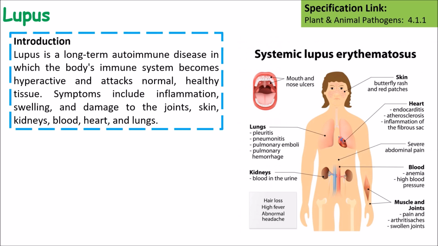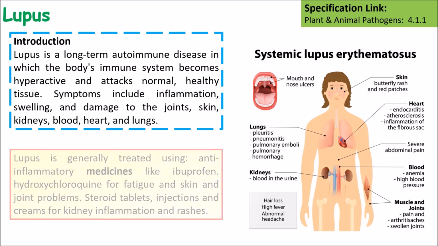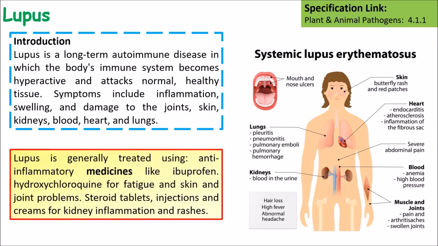Lupus is a long-term autoimmune disease in which the body's immune system becomes hyperactive and attacks normal healthy tissue. Symptoms include inflammation, swelling, damage to the joints, skin, kidneys, blood, heart and lungs. Lupus is generally treated using anti-inflammatory medicines, something like ibuprofen. Steroid tablets or steroid injections can be used to reduce inflammation and rashes, and especially if you have inflammation in the kidneys.